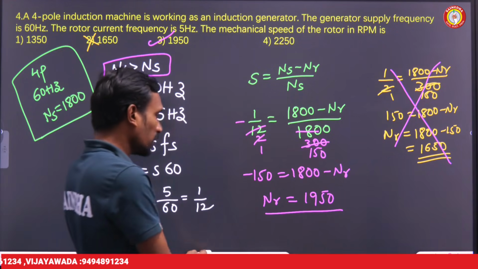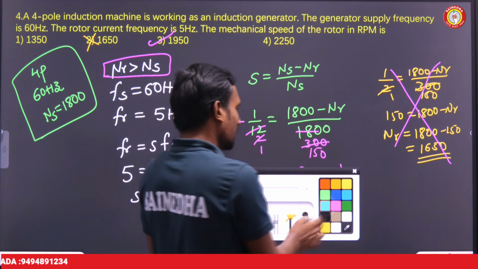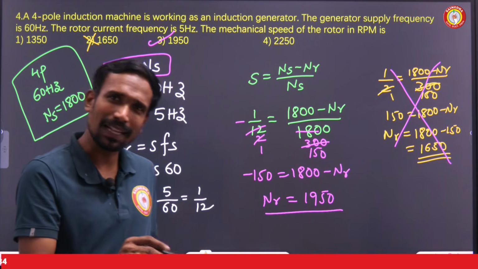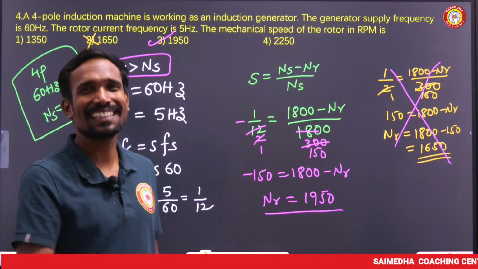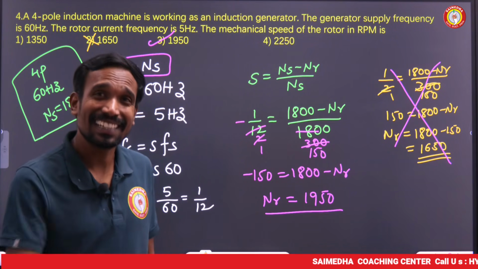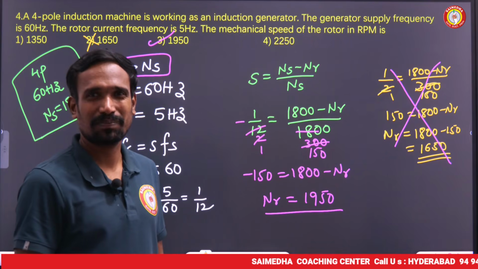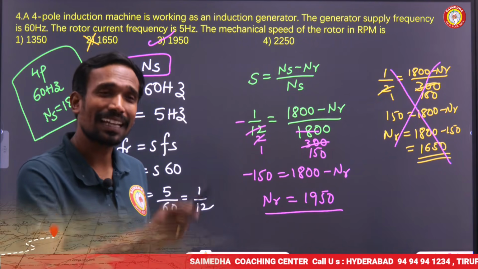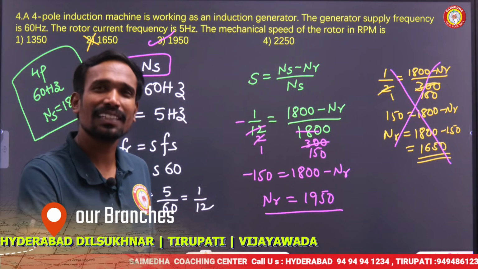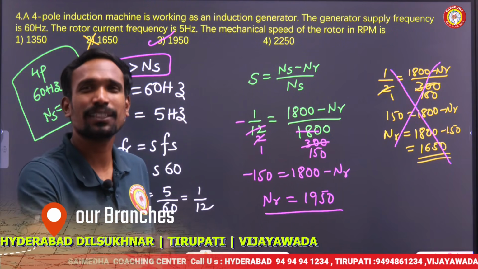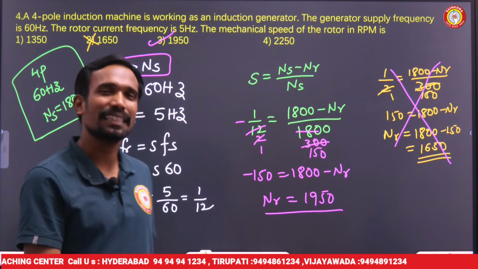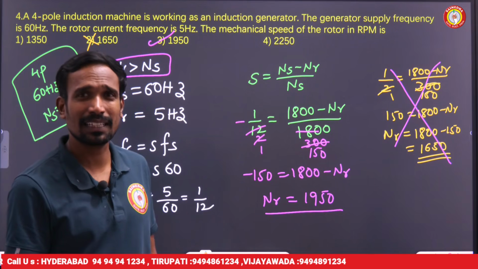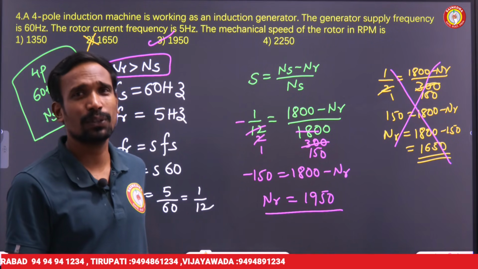So what you observed here, for the answer we can change plus to minus, minus to plus, is it? No sir, not for the answer. A generator has negative slip, a motor has positive slip. In general, generators should have negative slip. Whatever slip value they give, we need to take it with the minus. Understood, everyone? Get it?